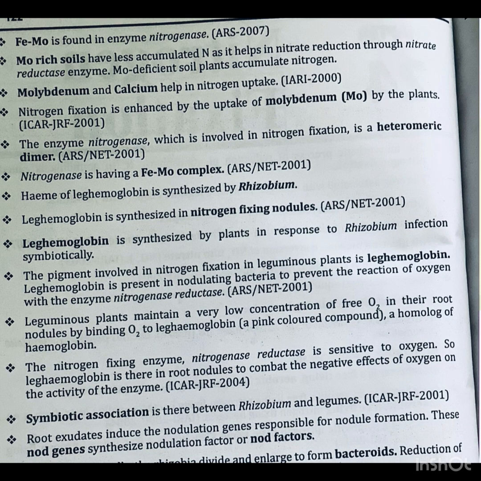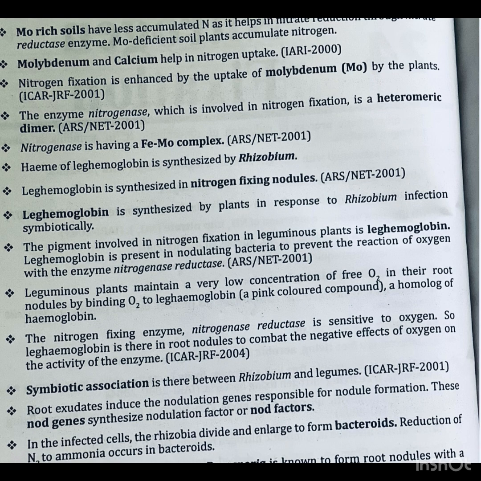Leguminous plants maintain a very low concentration of free oxygen in their root nodule by binding oxygen to leg hemoglobin, a pink color compound, a homologue of hemoglobin, which is a red color compound. The nitrogen fixing enzyme nitrogenase reductase is sensitive to oxygen, so leg hemoglobin is there in root nodules to combat the negative effect of oxygen on the activity of the enzyme. Question asked in ICAR JRF 2004. Symbiotic association is there between rhizobium and legumes.